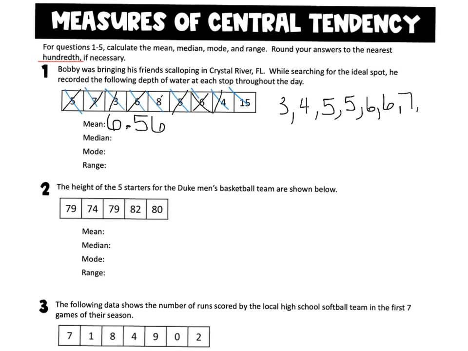And then I have an 8. And then a 15. It looks like I crossed them all off, but let me count to make sure I have 9 numbers. 1, 2, 3, 4, 5, 6, 7, 8, 9. Good. Okay, so the median is the one in the middle.